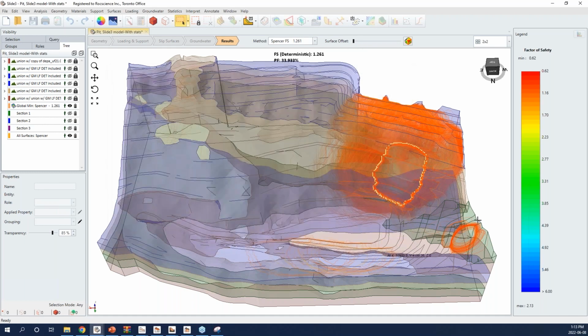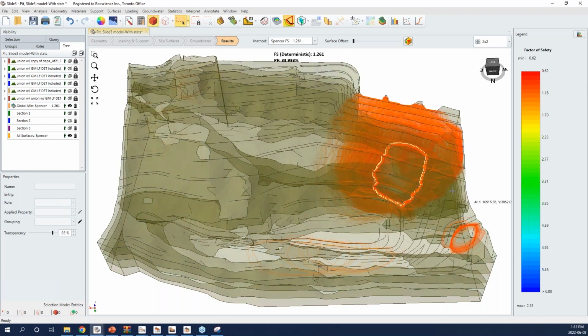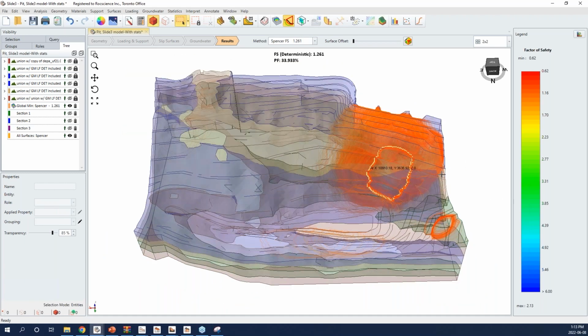So you can see why we recommend doing overall slope analysis, because if you do a global minimum, you just keep this one, the most critical. But when you do overall slope, the minimums that the software found in each simulation are very different, at different locations, different regions.